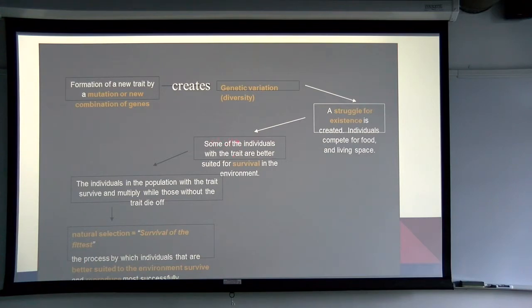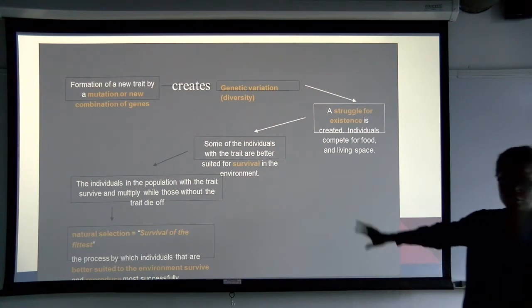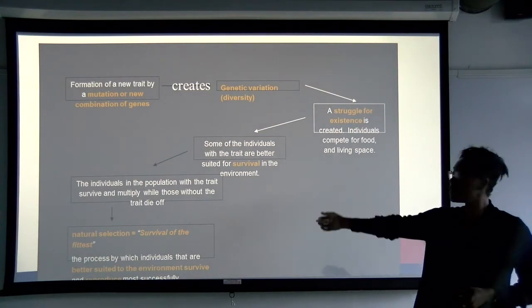Some of the individuals have traits that are better suited for that environment. Those individuals in the population with that trait will survive. They will then multiply. Those without those traits will die off. And so that's our concept of natural selection. If you are better suited for that environment, you will survive and reproduce successfully. So that's the gist of the topic of evolution.